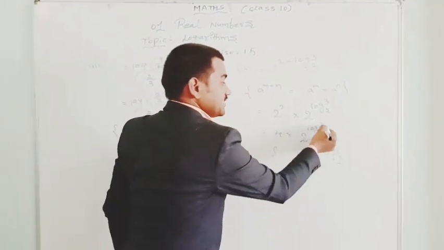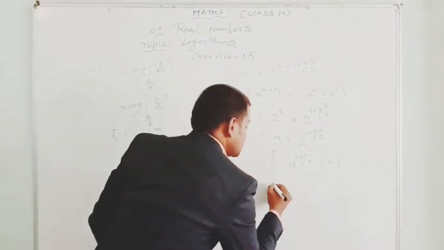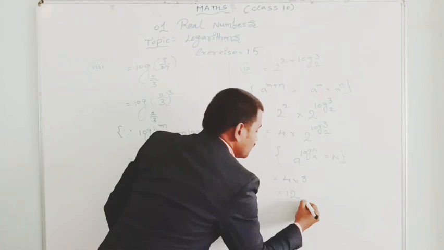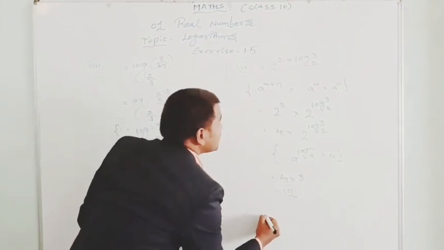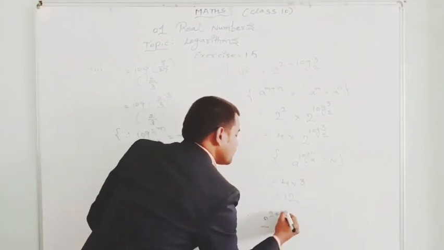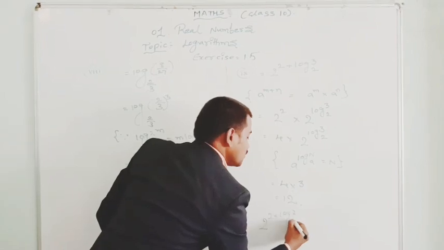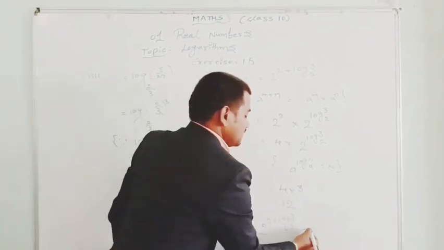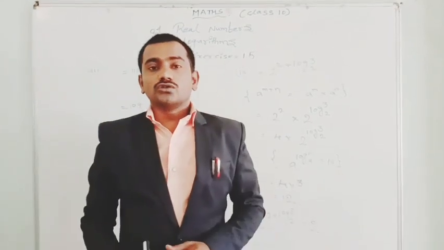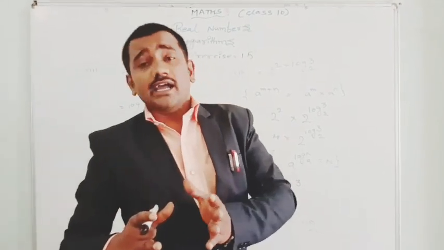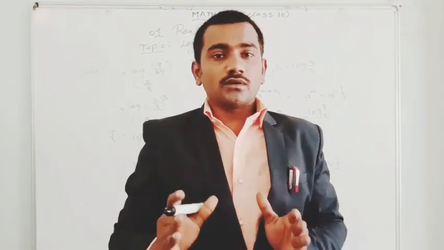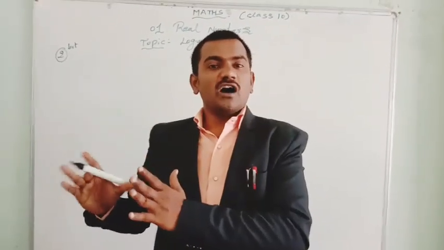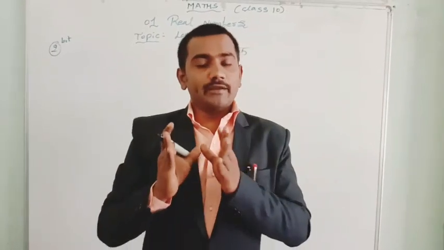Where the n place there is a 3. So let us write 4 into 3 that equals 12. Therefore the answer is 2 to the power of 2 plus log 3 base 2, log 3 base 2 equals, the answer is 12. So let's see the next bit of problems also. So let's see the second bit of this exercise number 1.5 problems.